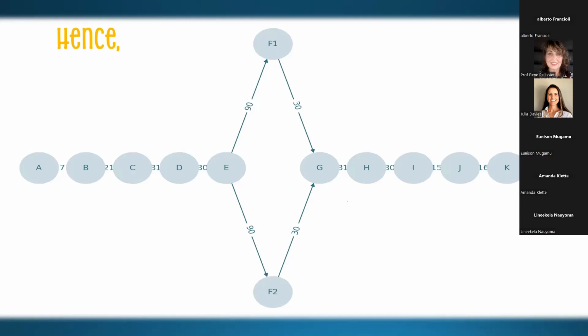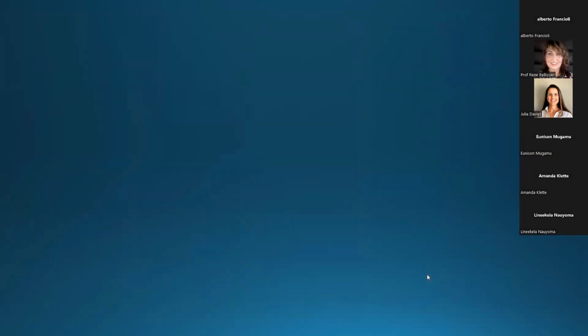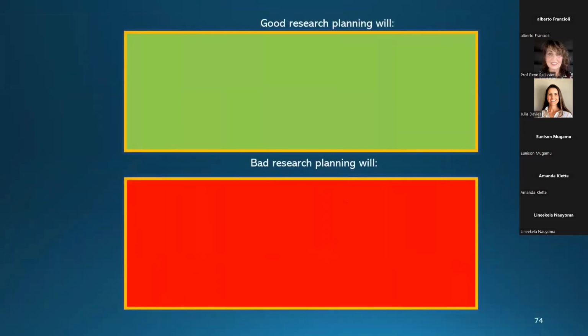And with that, I get to Julia, my last slide, which is, so tell me, what does good research planning look like, and what does bad research planning look like? If you're wanting to plan the research to go well, what is it that you do in the green block? If you don't want to care about the research, what is it that you don't need to do or not look at in the red block? Anyone want to hazard anything here? What is it that you need to do for good research planning?